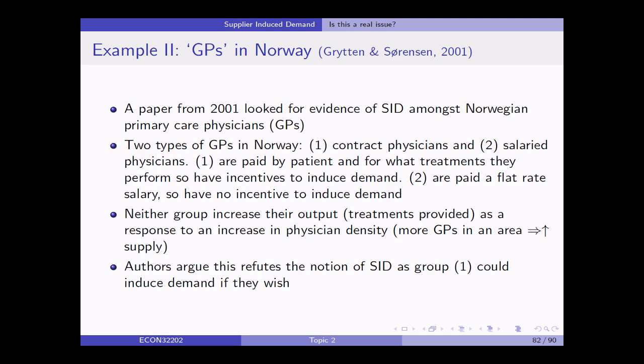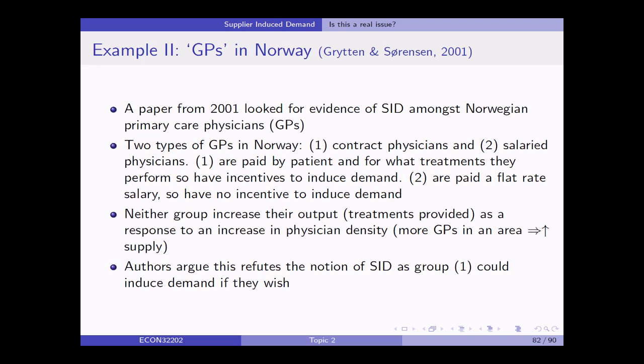So basically, you've got competing incentives. A contract physician has an incentive to induce demand. If they don't treat anyone, they don't get paid. Salaried physicians have no incentive at all. In fact, they've probably got an incentive not to treat patients because the less they do, they're still getting the same money. They haven't got any incentive to tell people who need stuff that they definitely don't need. And this decision about whether you end up a contract physician or a salaried physician was basically randomly allocated to a group of newly qualified GPs.